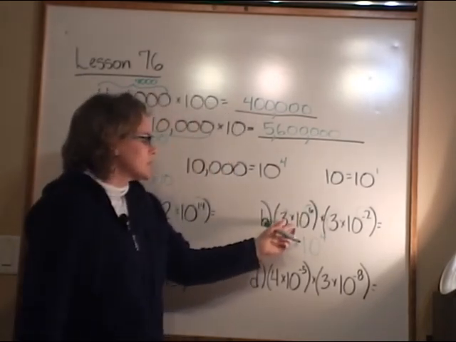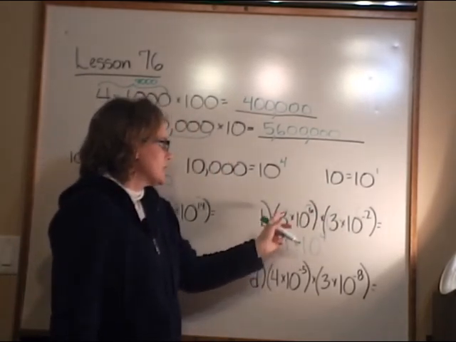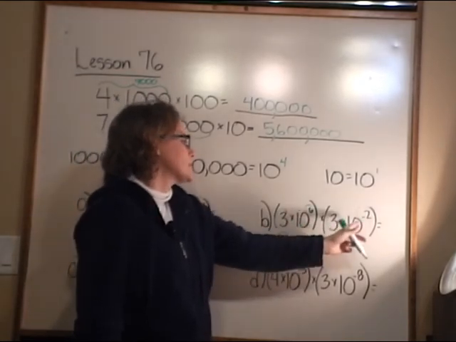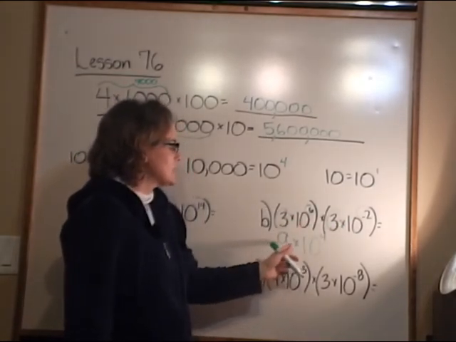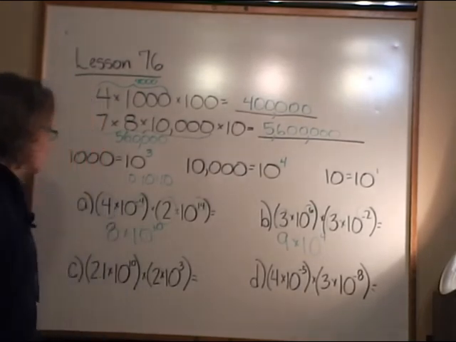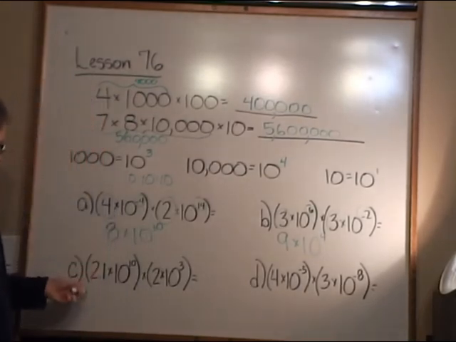So if you want to do this on your calculator, you would see that 3 times 10 to the 6th times 3 times 10 to the negative 2nd is 9 times 10 to the 4th. All right, trust me on that one. Great. Okay, so we'll just do the same thing on these guys and then we'll be done.